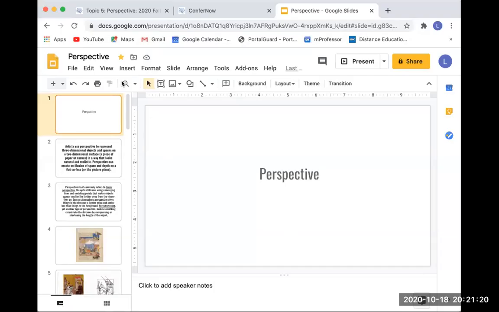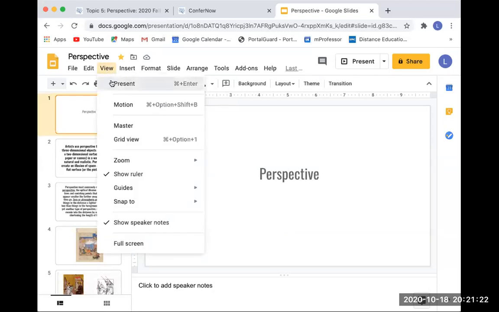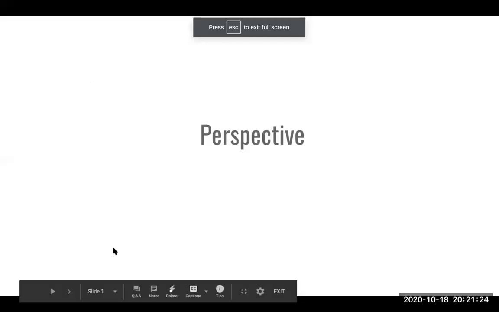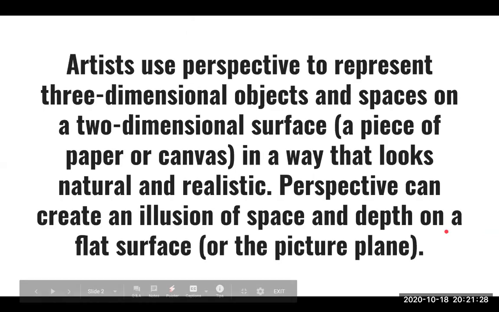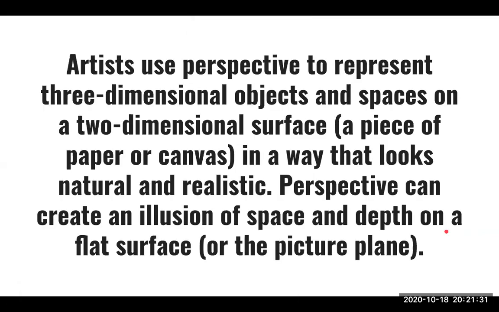All right, everyone. For this week's topic, we are going to be talking about perspective. Artists use perspective to represent three-dimensional objects and spaces on a two-dimensional surface, a piece of paper or canvas, in a way that looks natural and realistic. Perspective can create an illusion of space and depth on a flat surface or the picture plane.